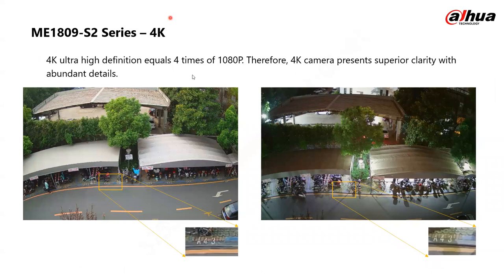So we have comparisons between two different scenes, a similar scene but two different products, one supporting 2 megapixels and the other supporting 4K resolution. During the day, this is what you'll end up seeing. During the night, again, this is the same place you're going to see, based on the 4K product.